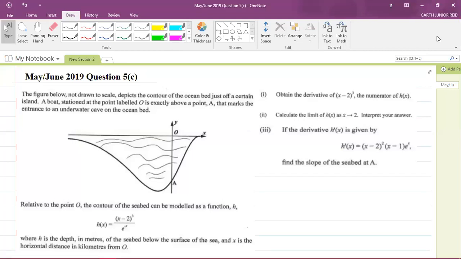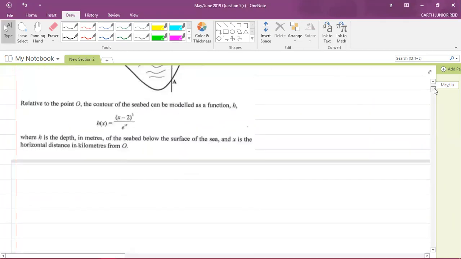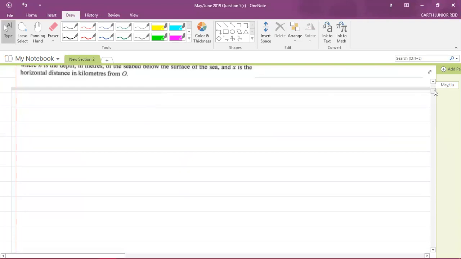Let us now start off with the first question, which says we are to obtain the derivative of (x minus 2) all cubed, which is the numerator of the function h of x. Part one solution.